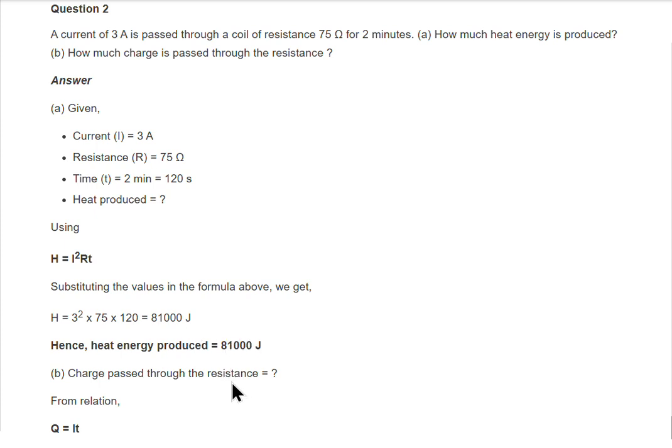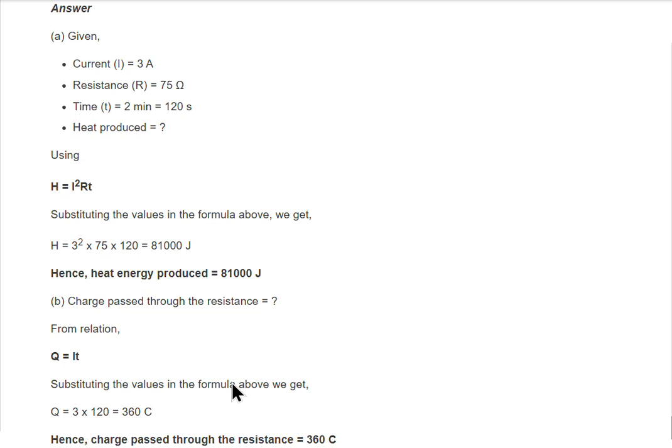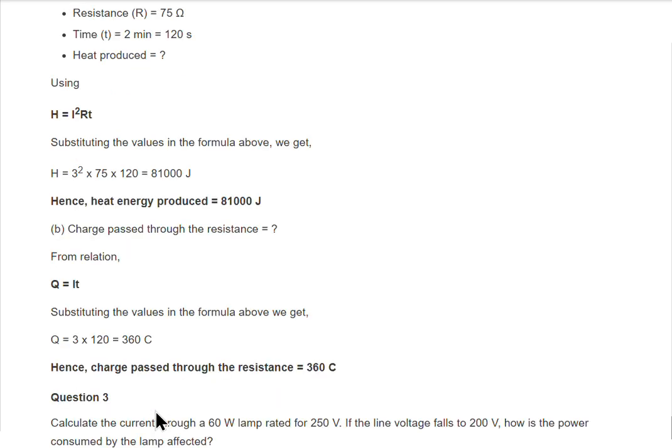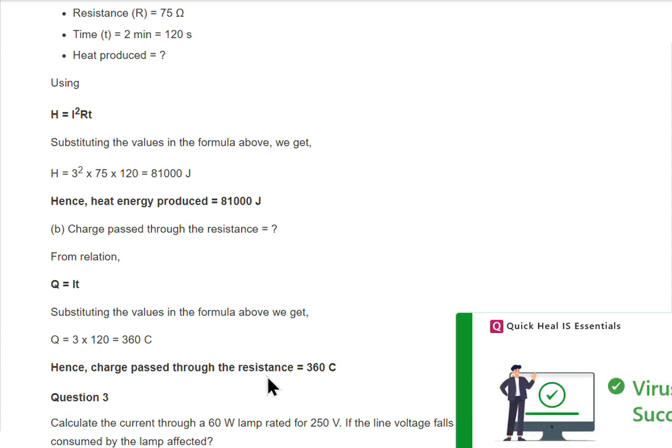Next is charge, the charge passed through the resistance. Charge is equal to current times time, so I times T. Substituting the values of I and T, we get 360 coulomb. So the charge passed through the resistance is 360 coulomb. It's a direct formula, a direct application only.